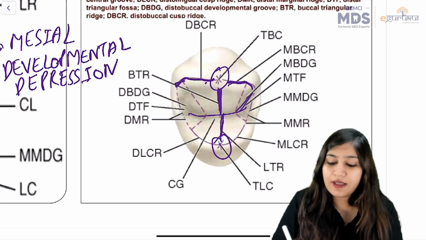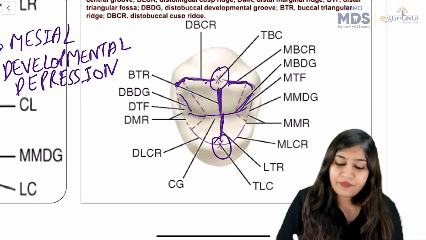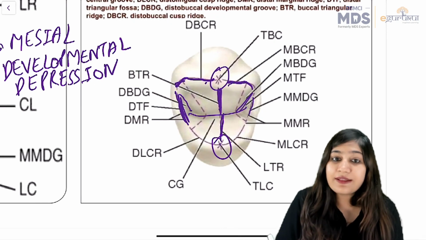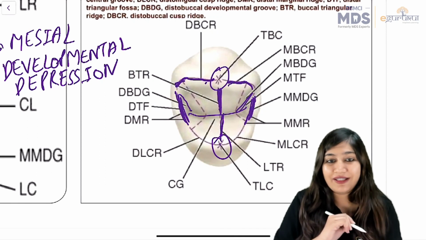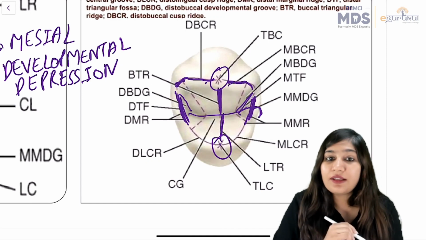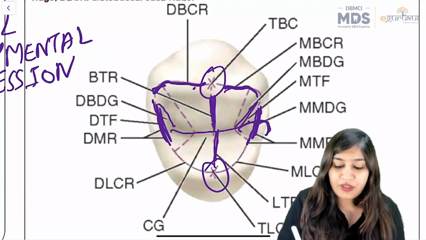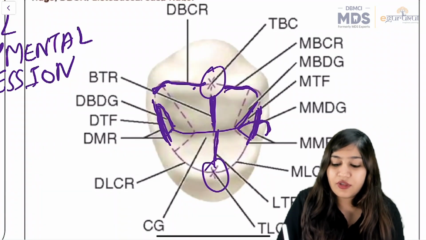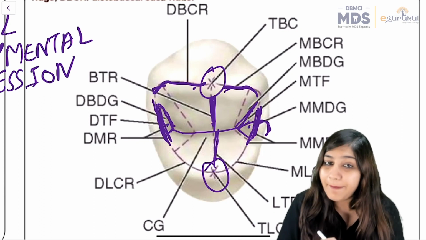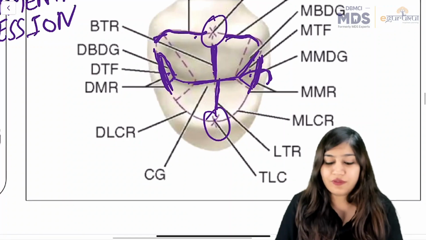This is the mesiobuccal developmental groove. This is the distobuccal developmental groove. This is the distal marginal ridge. This is the mesial marginal ridge. The mesial marginal developmental groove crosses the mesial marginal ridge. Here we can see formation of a triangle, and here also. So this is the distal triangular fossa and this is the mesial triangular fossa. And this is our main central groove.